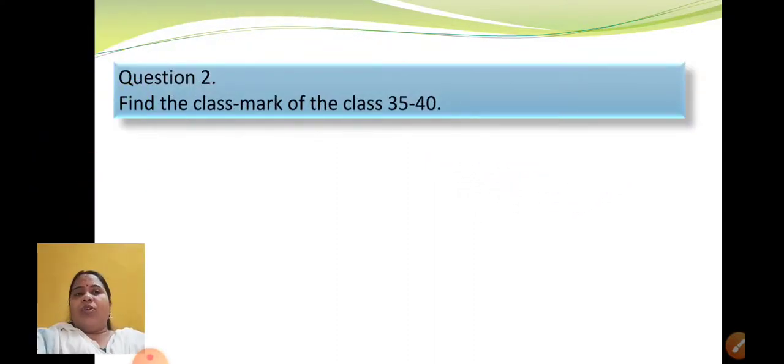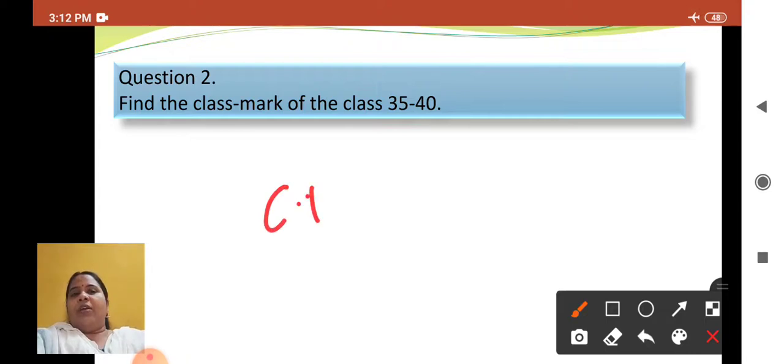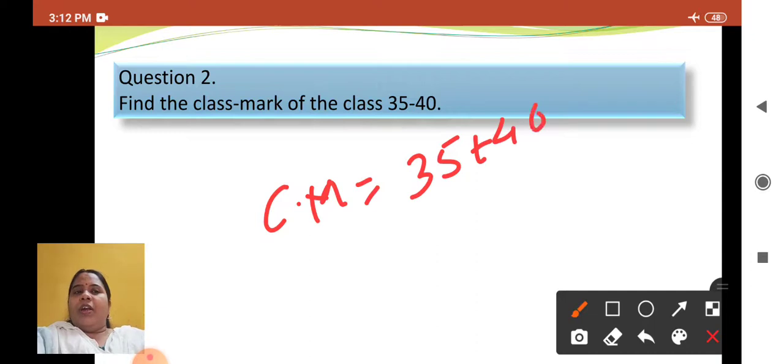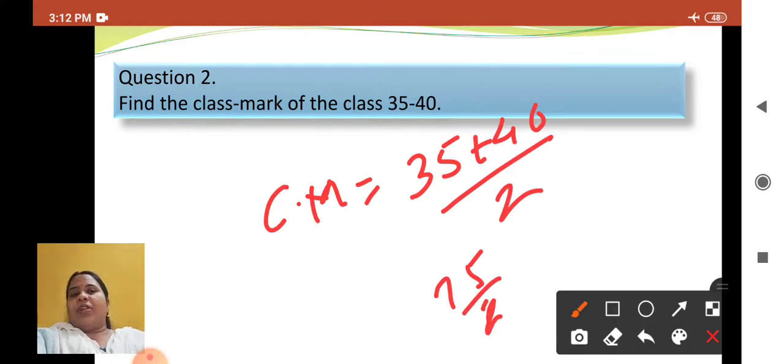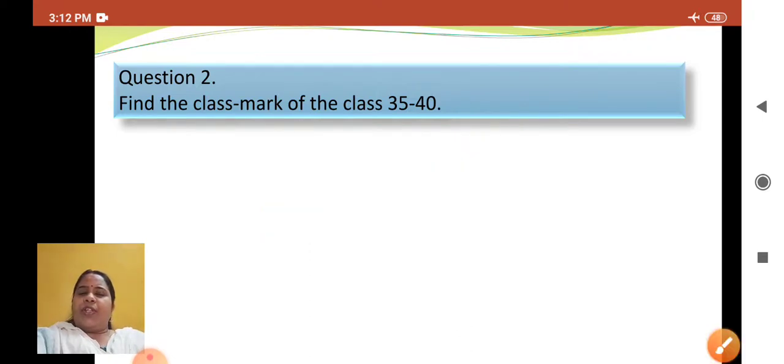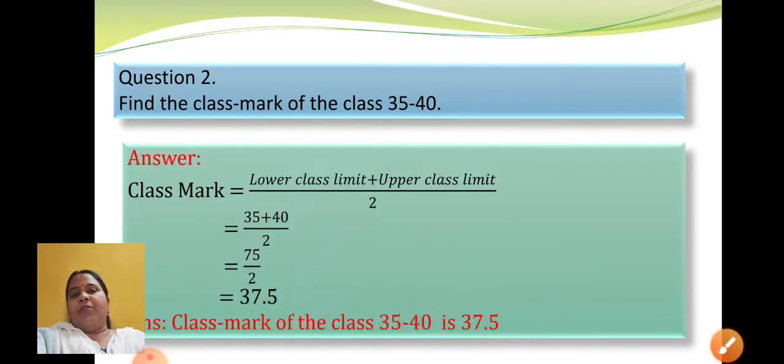Find the class mark of the class. Now I have given you the formula: lower limit plus upper limit upon 2. So when I want to find out the class mark, I simply add 35 plus 40 upon 2. Okay, so it comes to 75 upon 2, and when you divide it you will get the answer for the class mark. Is the concept clear? It is purely based on the definition or the formula which I have given you. So it comes to lower limit plus upper limit upon 2. Write the formula, 35 plus 40 upon 2, 75 upon 2, divided, 37.5.